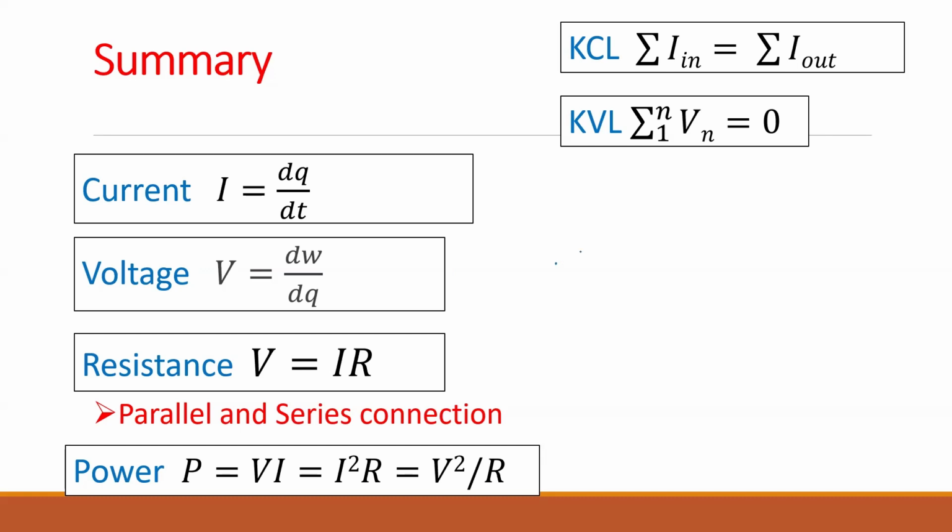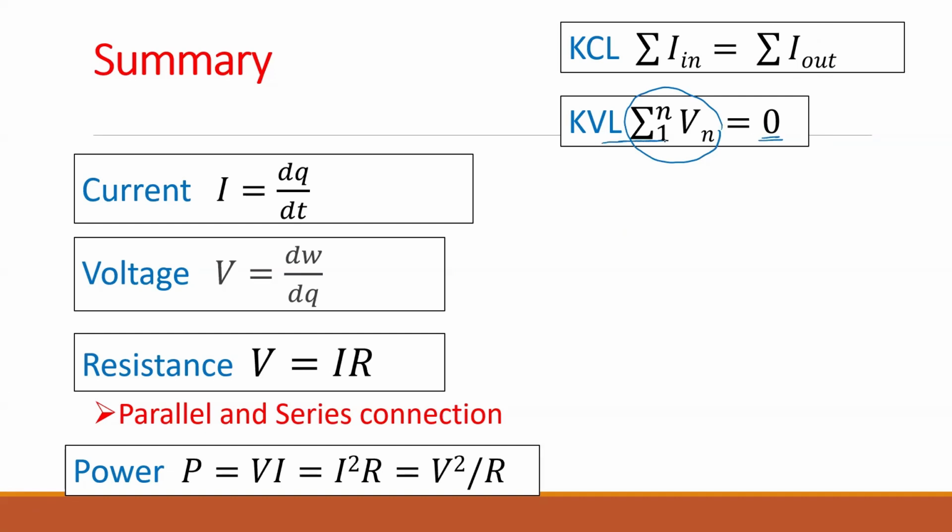KCL says, when you consider a circuit, whatever current is coming into a node, which is a connection point, is equal to whatever current is going out. So the sum of the currents in is equal to the sum of the currents out. And Kirchhoff's voltage law says the algebraic sum of the voltages around a closed path is equal to 0.